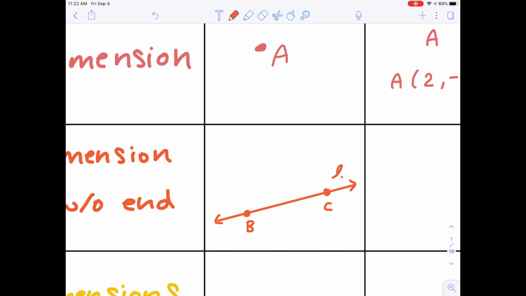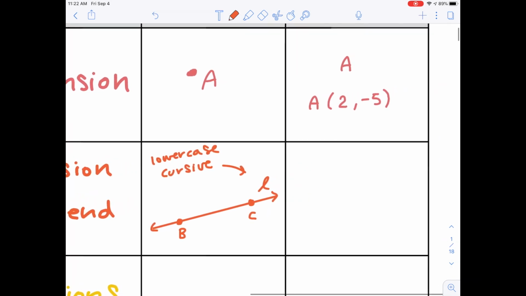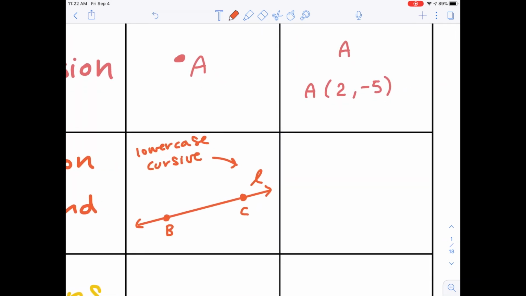We can also give lines a little nickname. The nickname for lines is usually a lowercase cursive letter. So if you see a lowercase letter or a lowercase cursive letter next to the line that doesn't seem like it goes with one of the points, then you know that that's kind of the nickname for the line. So if we were describing this line, we could just call it line and then its nickname, so line L, and you do want to write it as lowercase cursive when you write it as well.